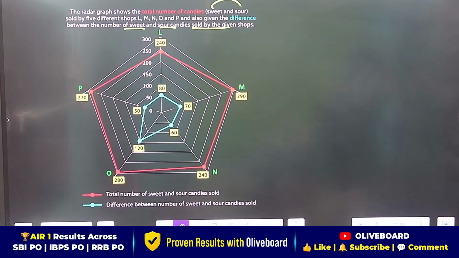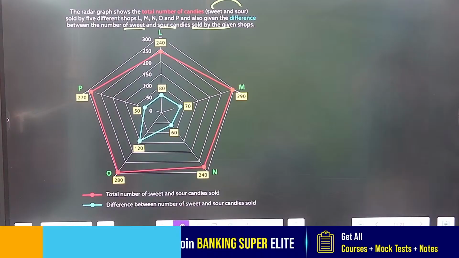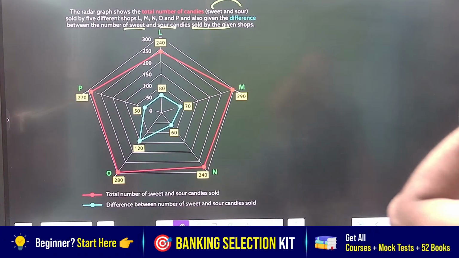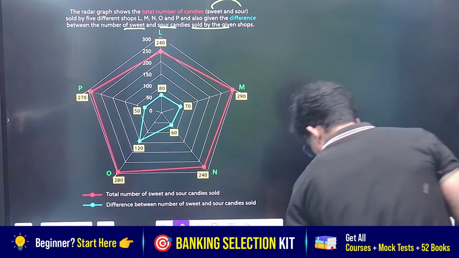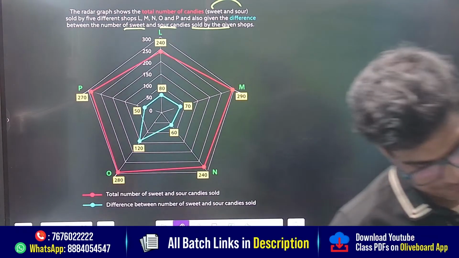Please make a table. I'm giving you 2 minutes of time. Then I'll make a table on my own, guys. Okay. Please make a table, everyone.